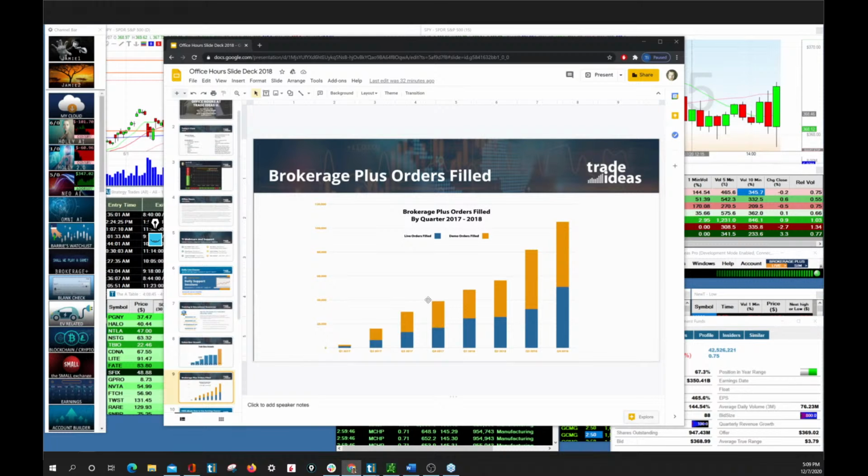Orange bars are demo orders. Blue bars are actually live orders. And every month, some of the orange converts to blue. So some exciting times, whether you're an E-Trader or an Ameritrader, with the availability of Brokerage Plus coming up pretty soon.